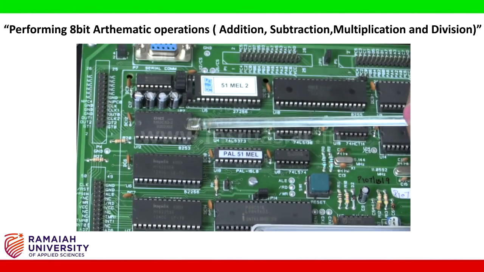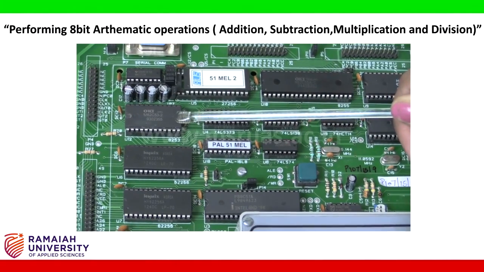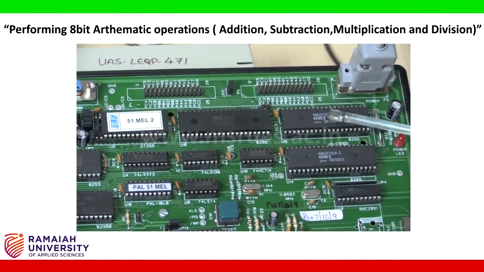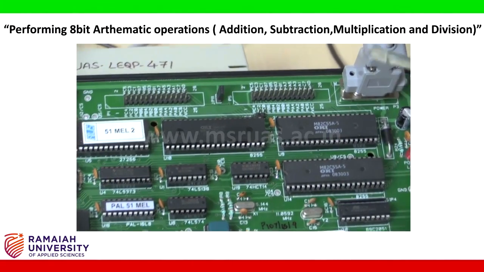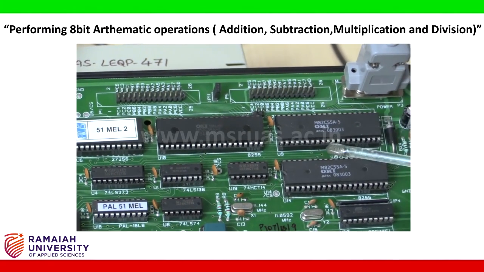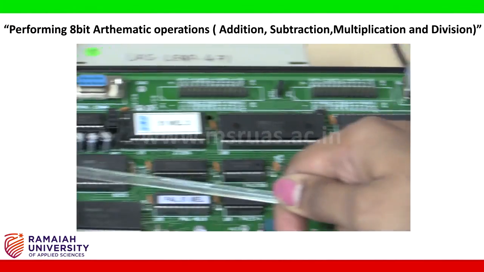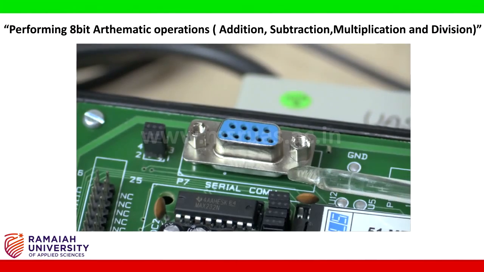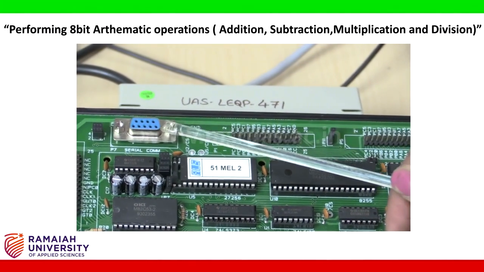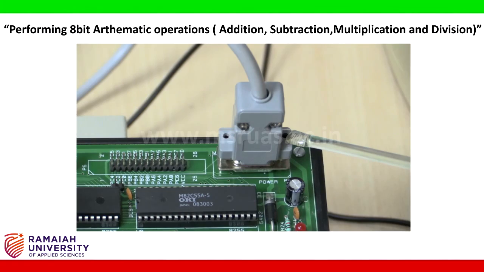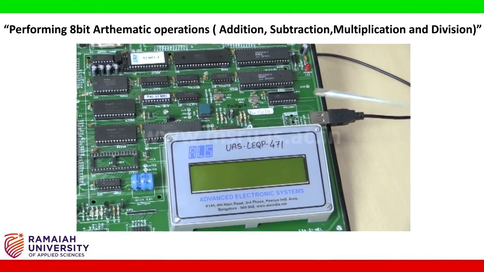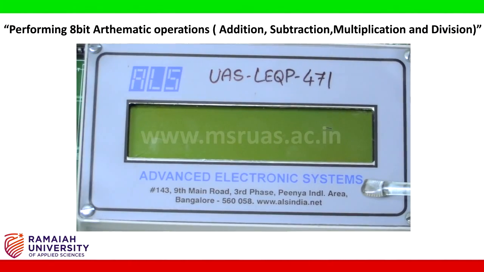And this is the 8253 IC, which is for timer interfacing. And these three are 8255 ICs, which are programmable peripheral interfacing ICs. These ICs are internally connected and brought out here for external connection. So this is the serial communication port, to connect the RS-232 pin here. And this is the power supply. So this is the USB connector in order to connect the keyboard, and this is the LCD display.